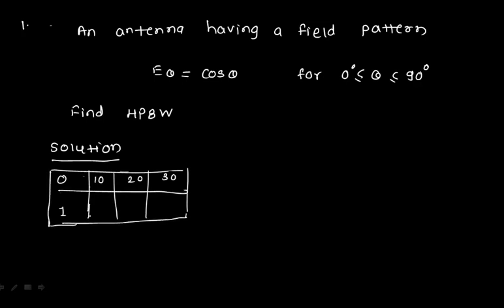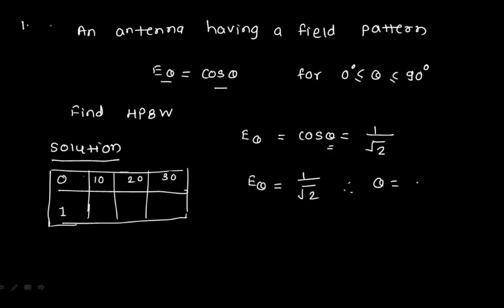If you want to answer straight forward for the half power beamwidth, whatever pattern is given is the field pattern, so the pattern should fall to 1 by root 2. Then whatever I'm getting is my half power. So E theta is cos theta, which equals 1 by root 2. I'll get theta on either the left side or the right side. Theta is equal to cos inverse of 1 by root 2, so I get theta equal to 45 degrees.